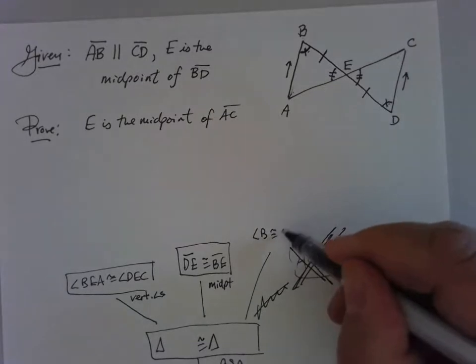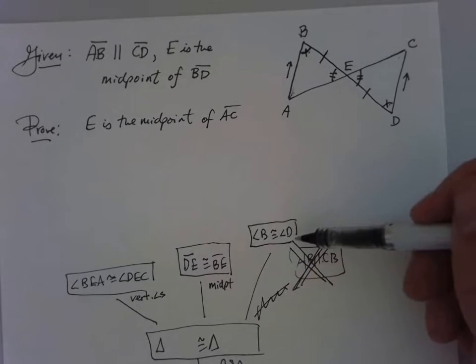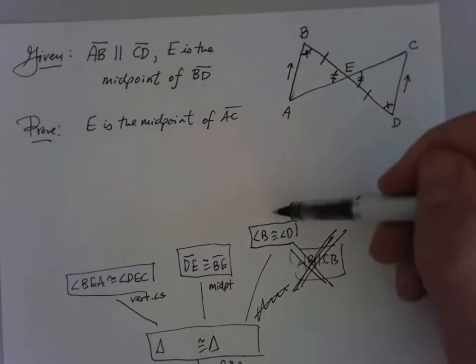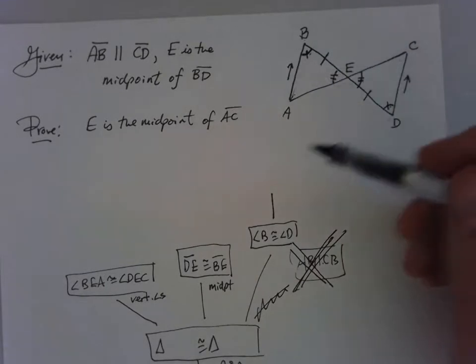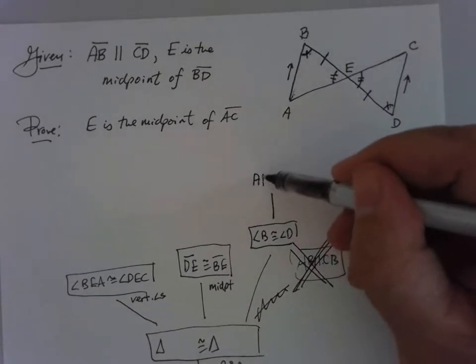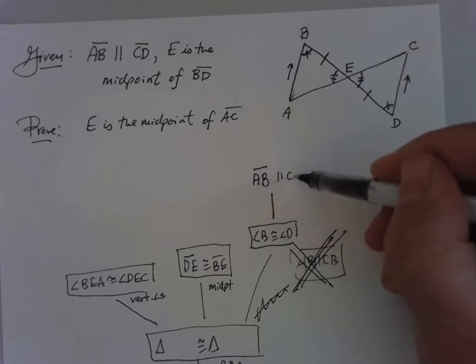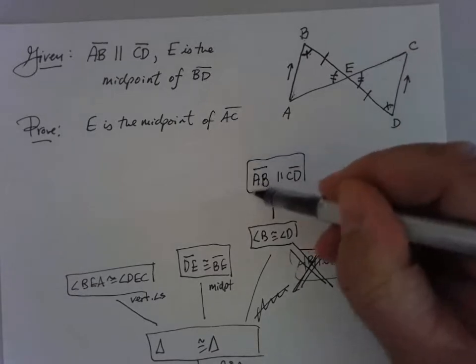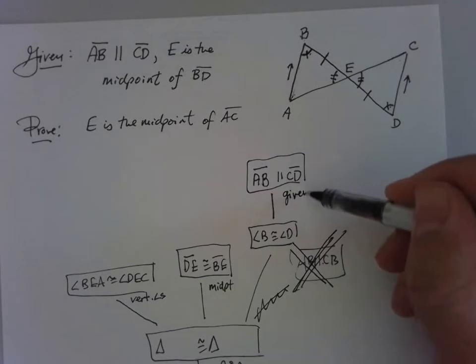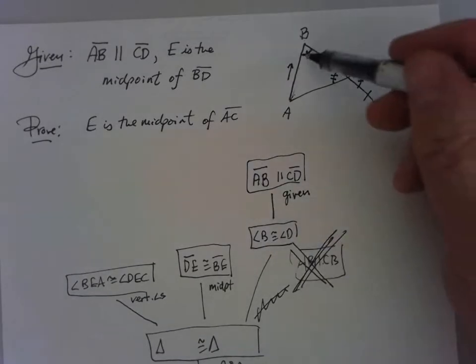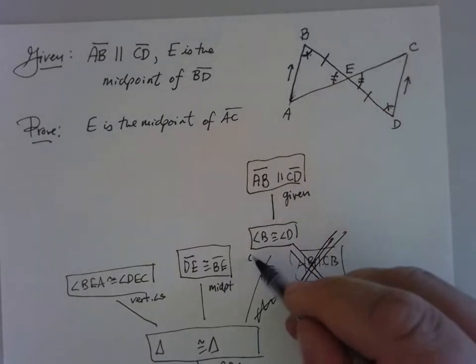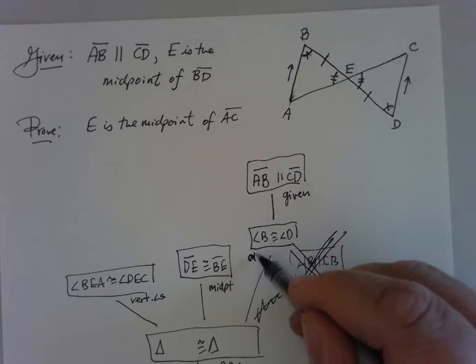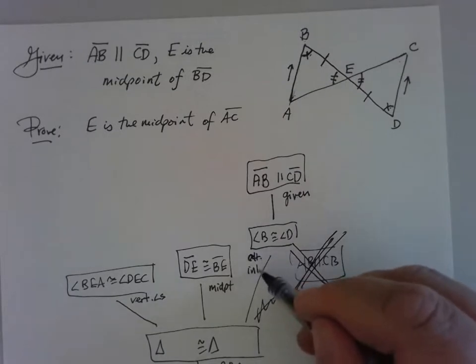And I demand you may not use congruent angles in a proof that come from parallels unless you put above it the parallel lines that gave it to you. So it must look like this. AB parallel to CD, given, and then that tells me that angle B and angle D must be congruent because of this Z shape, and those are alternate interior angles.